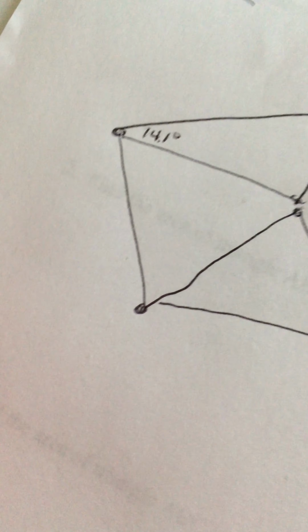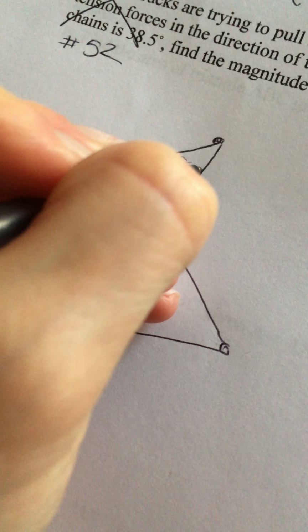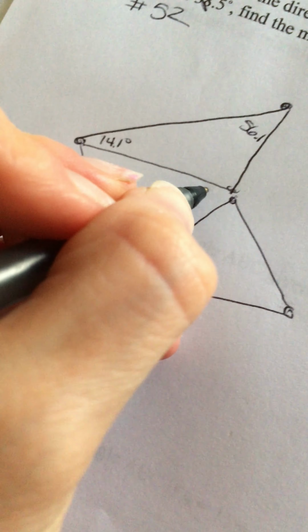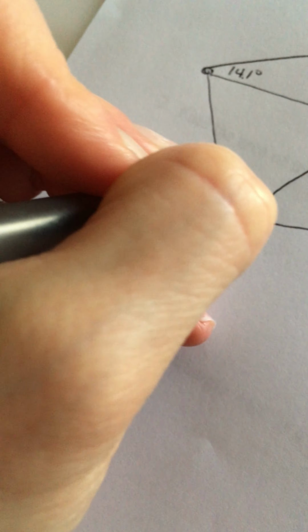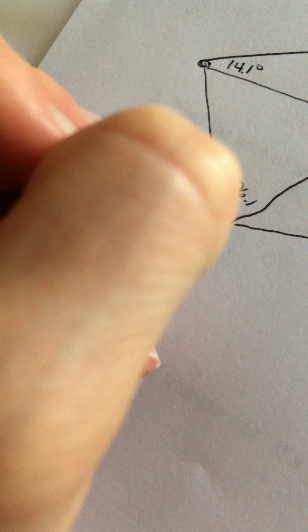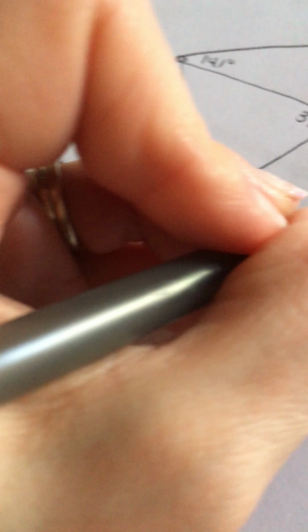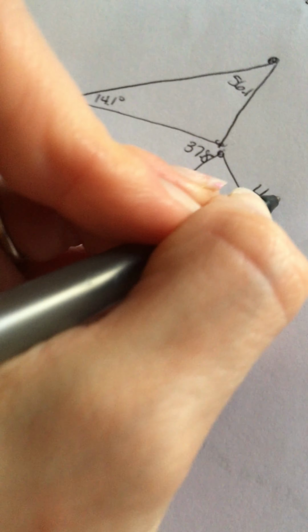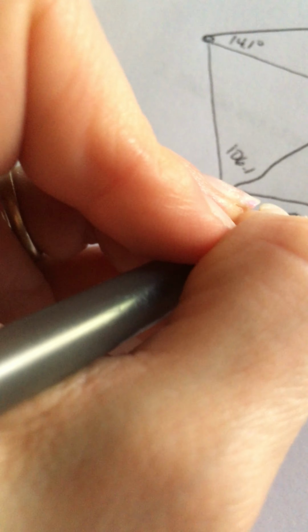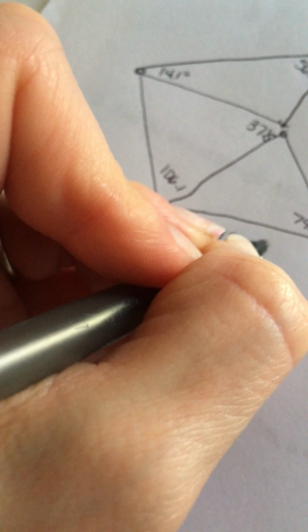We're given this angle as 14.1 degrees. We're given this angle as 56.1. We get 37.8 right in there. 106.1 here. 79.2 here. And then we're given that this is 4.61 miles, and then we're given that this is 12.9 miles.